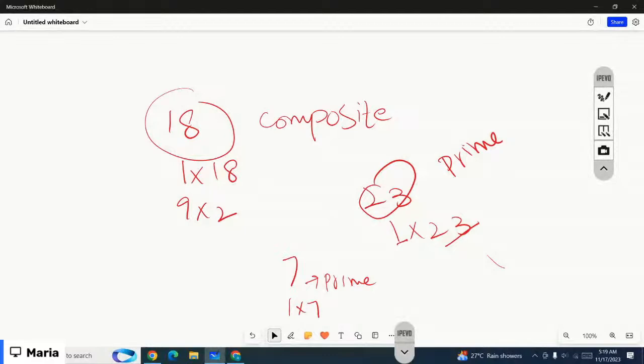Got it? Okay, what about 12? Be quick. Is 12 a prime or a composite number? Think and then answer. 12 is a prime number. How? Explain.